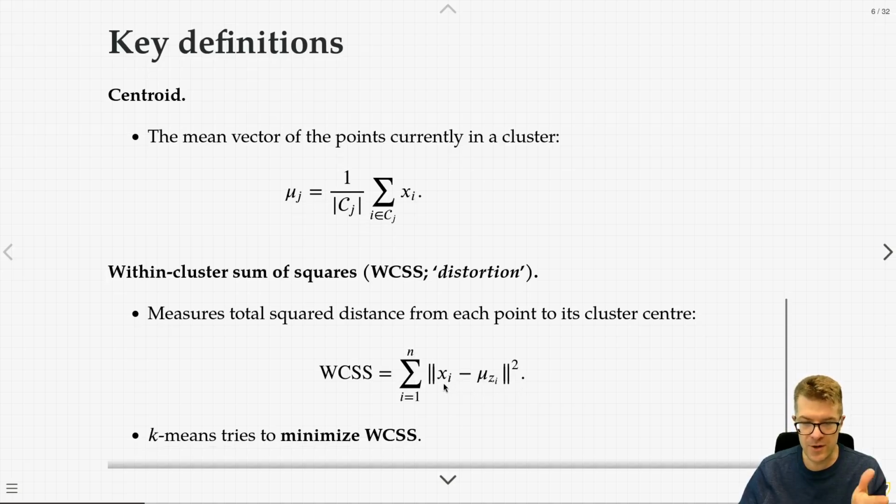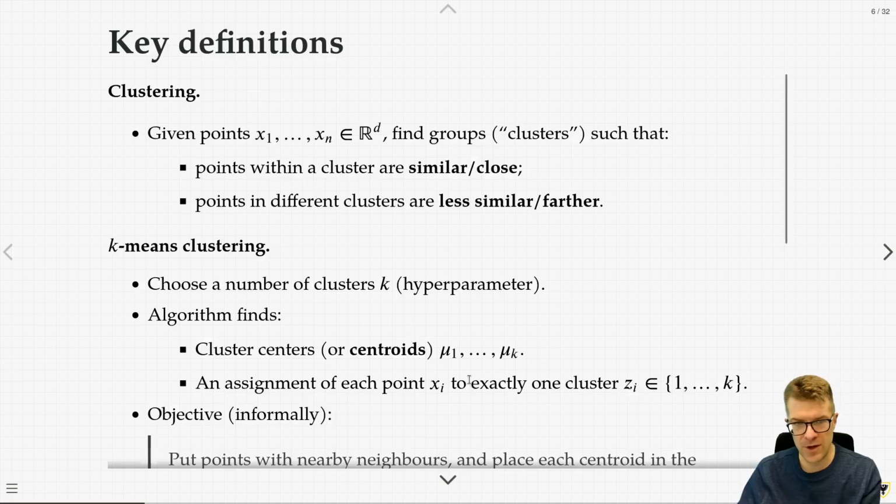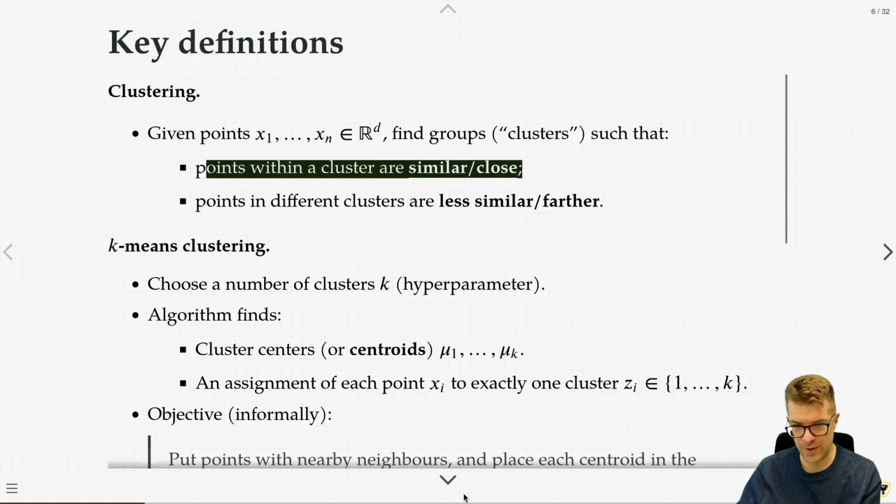K-means is going to try to minimize this. We want all of our data points, x sub i, to be as close to their respective centroids as possible. This satisfies the first informal criterion we mentioned earlier, which is that the points within a cluster should be similar or close, which I'm highlighting at the top over here.